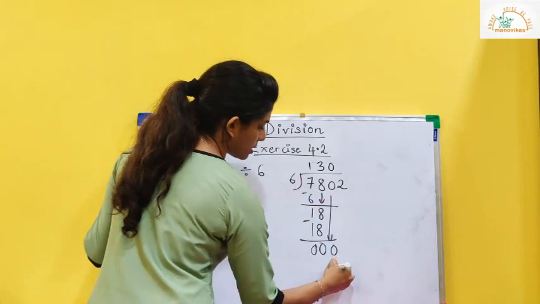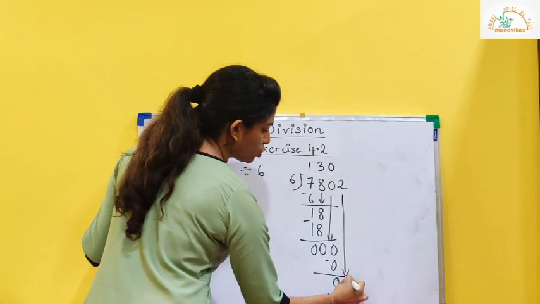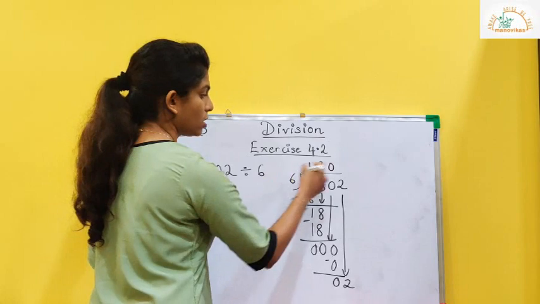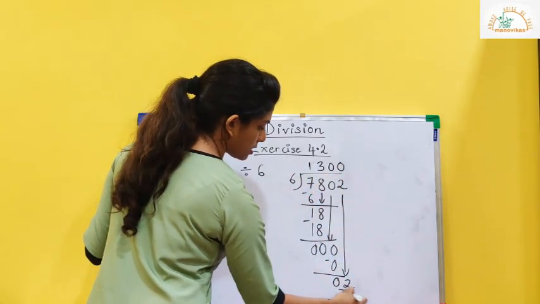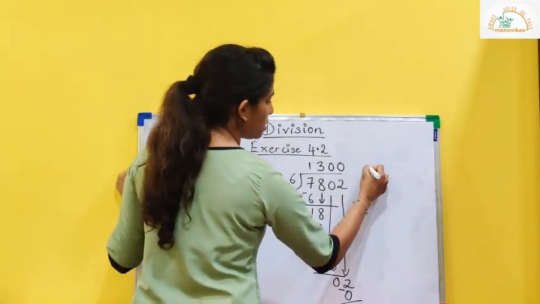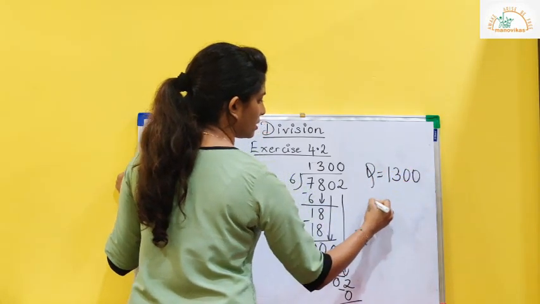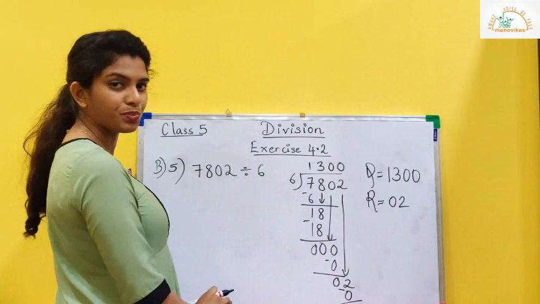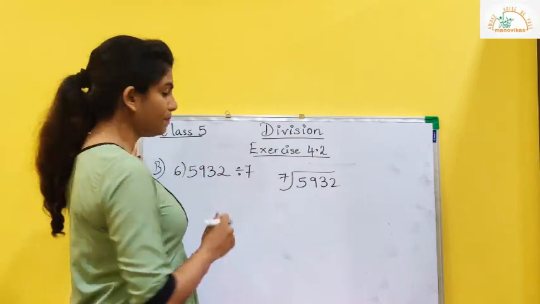So 6 zeros is 0. Now you bring down 2. Again 2 is smaller than 6. So I add a 0. 6 zeros are 0 and I get remainder as 2. So here the quotient is 1,300 and the remainder is 02. Alright? Let's solve the sixth sum.